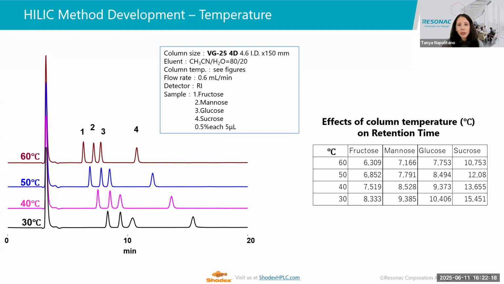So temperature can be used to fine-tune selectivity or shorten run times, but always consider column stability and detector sensitivity when making adjustments.